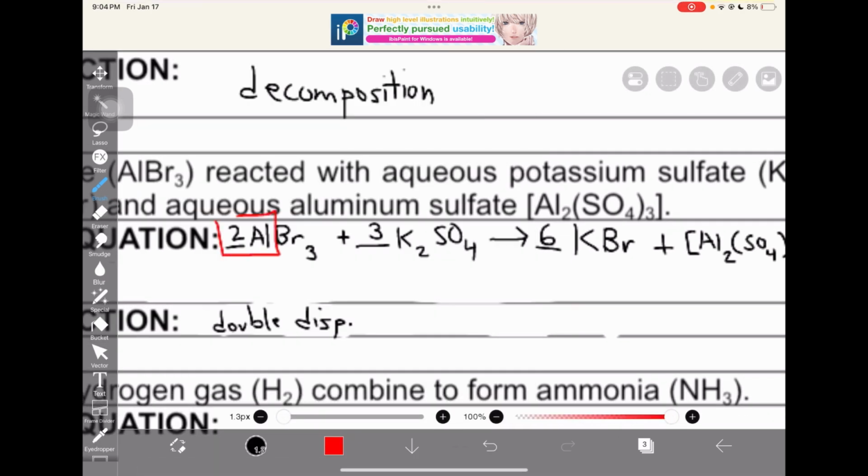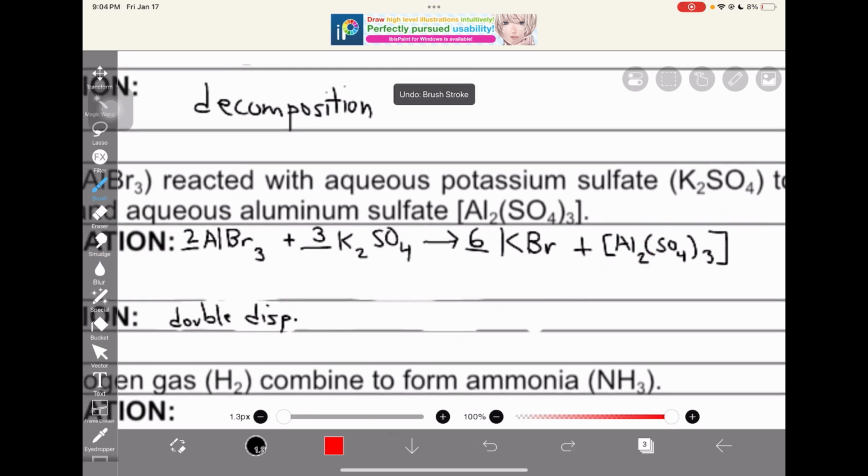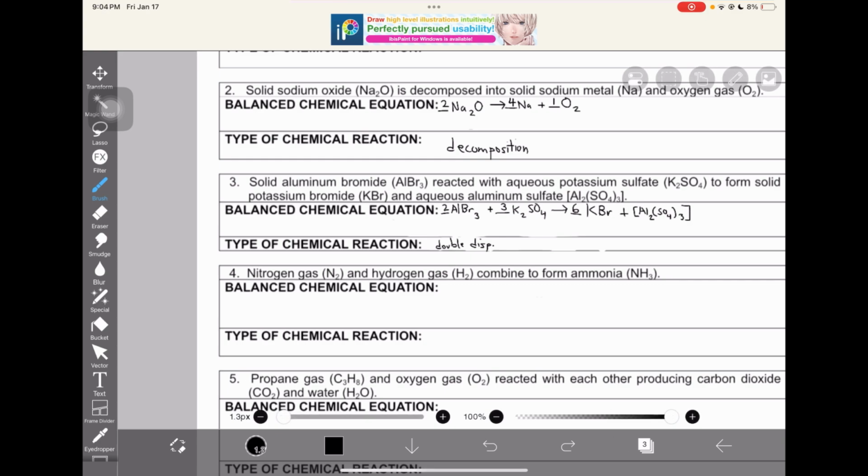We have 2 aluminum here and 2 aluminum there. We have 2 times 3, that's 6 bromine here and 6 bromine here. We have 3 K2, so 2 potassium times 3, that's 6 potassium. So that's there. Finally, we have 3 SO4 here, and it's right there, 3 SO4. So yeah, this is the correct balanced chemical equation.